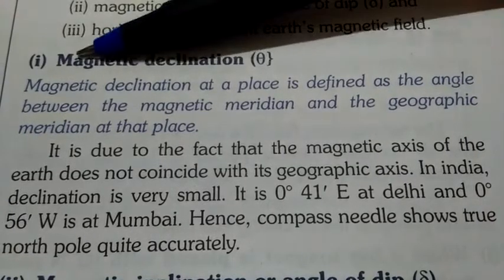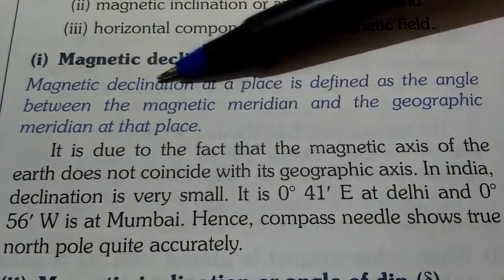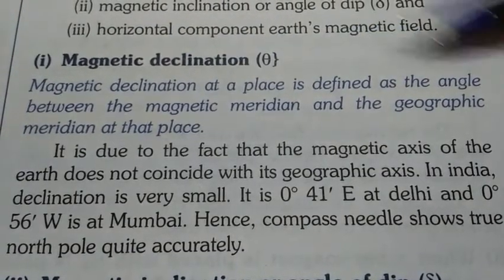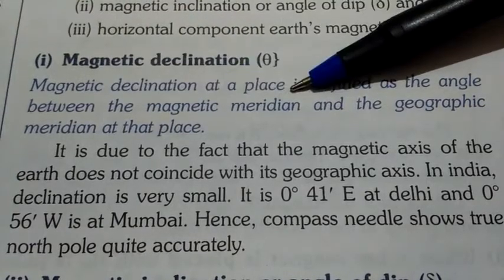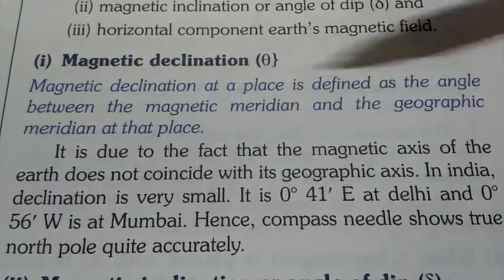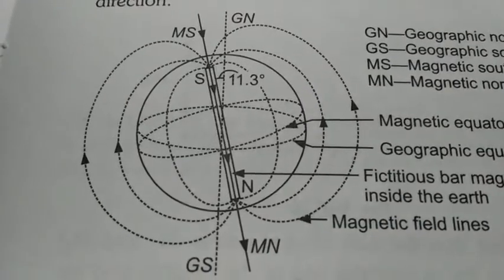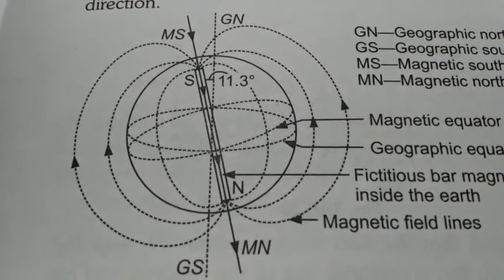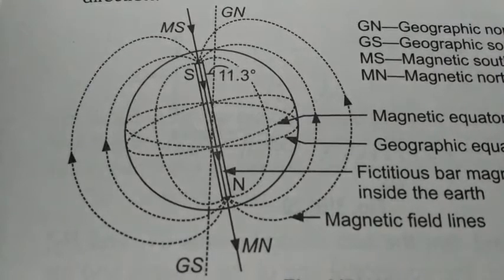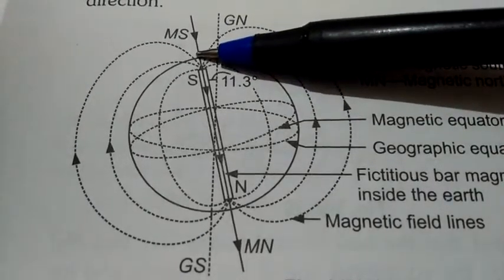So first of all, let's discuss magnetic declination, which is given by theta. Magnetic declination at a place is defined as the angle between the magnetic meridian and the geographic meridian at that place. First of all, let me tell you what a meridian is. Magnetic and geographic meridians are nothing but imaginary planes which are passing through the geographical and magnetic axis.